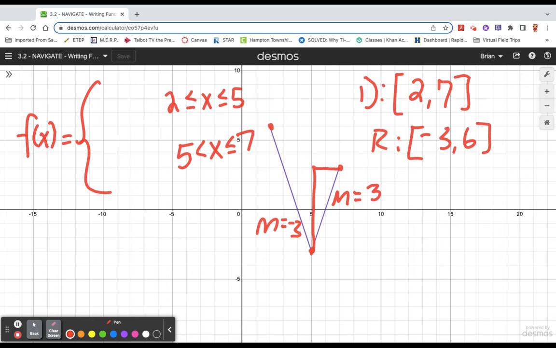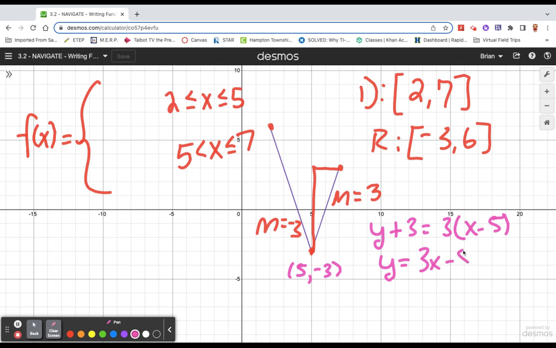And I'm going to use both of those numbers to help me determine the equations of the lines. For the section on the right, since that has the positive slope, it's going to use the vertex that we can find at the point (5, -3). y plus 3 equals 3 times x minus 5. There's our point slope form. We're going to distribute out the right-hand side, and we're going to subtract the 3, and we're going to end up with y equals 3x minus 18.